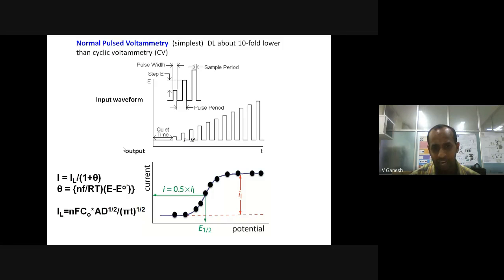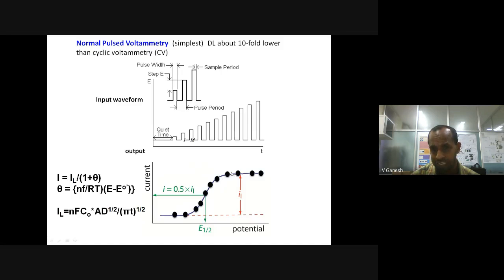The typical output in the case of pulse voltammetry would be the plot between current versus potential. You would see a typical S-shaped voltammogram. This is the current you would measure, and that current is called a limiting current or steady state current. What do I mean by that? Similar to voltammetry techniques, the moment you vary the potential, there is a change in current due to the electron transfer reaction. This current value increases because of the increased concentration gradient.